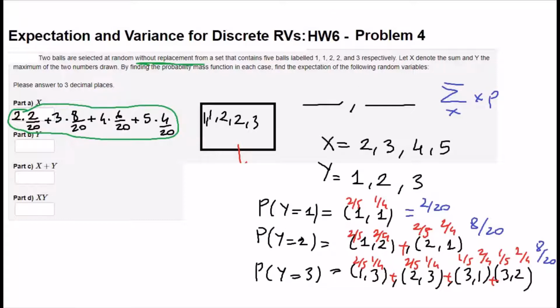And expectation by definition is value times p, so it's going to be 1 times 2/20, plus 2 times 8/20, plus 3 times 8/20. So this is the answer for expectation of y.